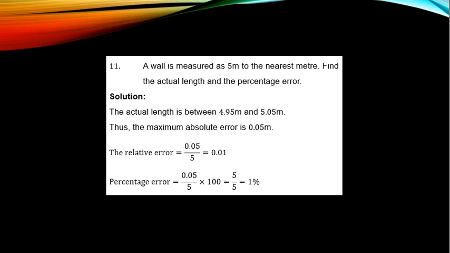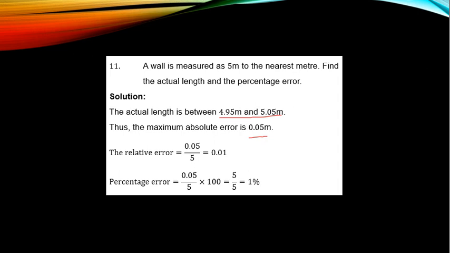So the actual length is between 4.95 meters and 5.05 meters. The error subtracted from 5, you have 4.95. The error added, you have 5.05. Thus, the maximum absolute error is 0.05.